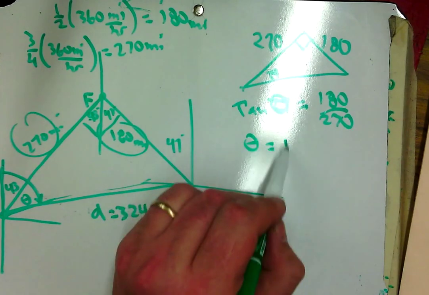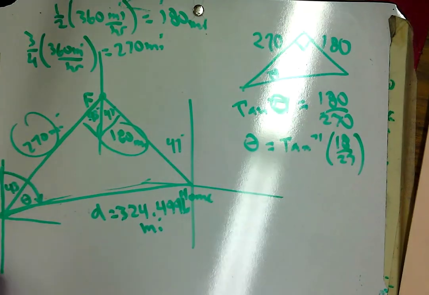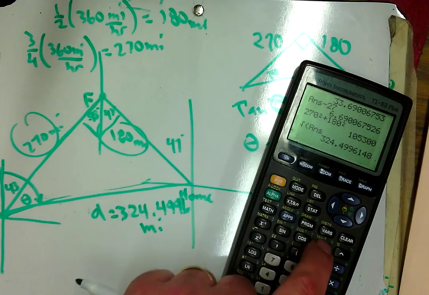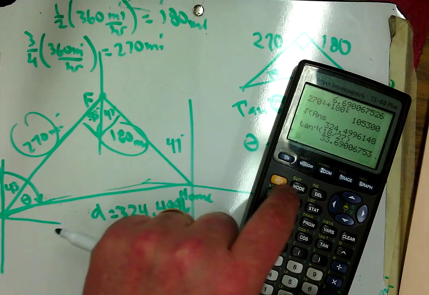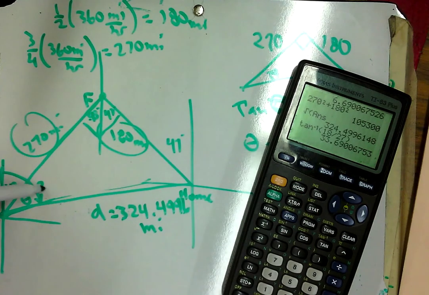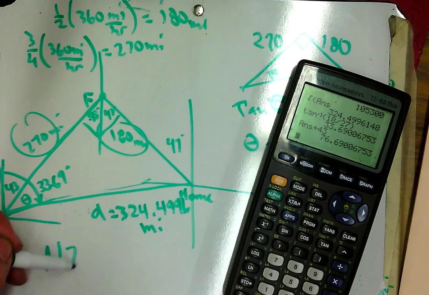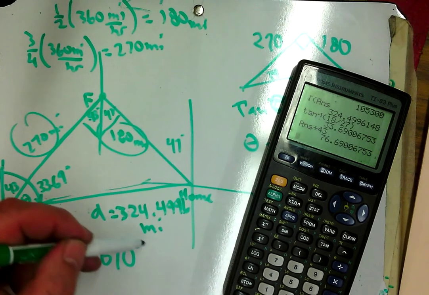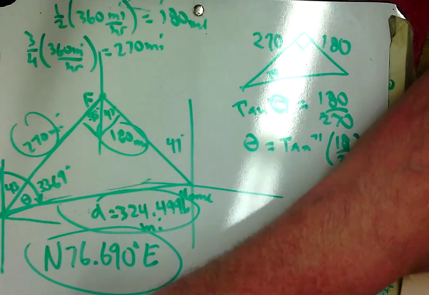And then we do the inverse tangent of both sides. We should find that theta is inverse tangent, 180 divided by 270, I'm in degrees, that's good. So we know this is 33.69 degrees. We want to add our 43 degrees to that. And so we should fly north 76.690 degrees east. There's his bearing, and there's his distance to get back home.